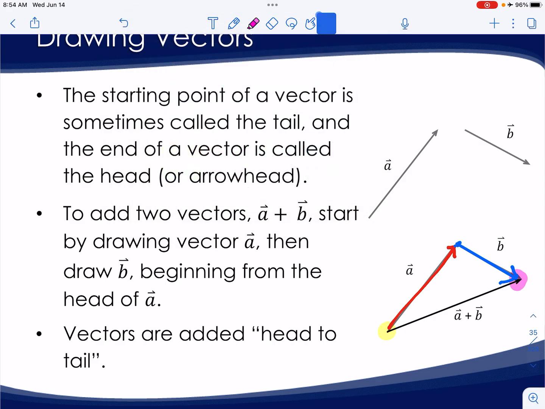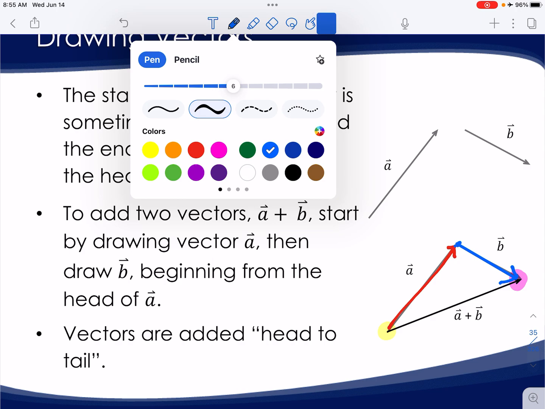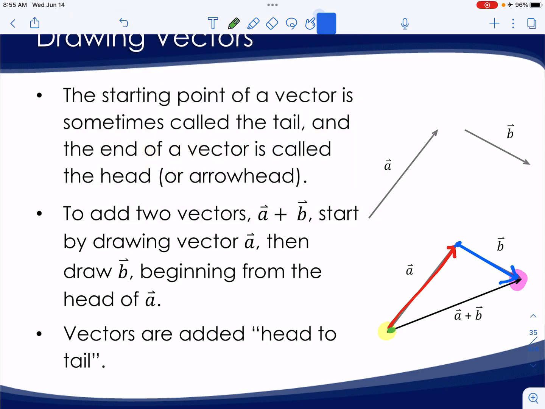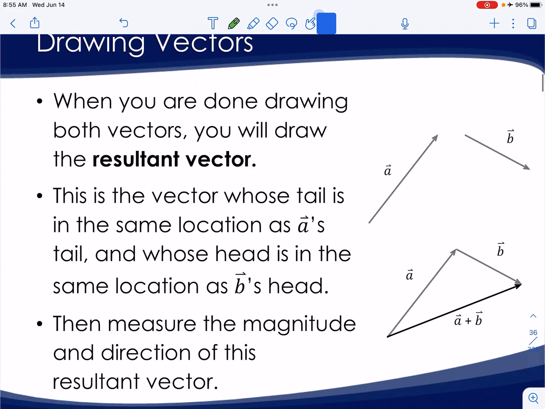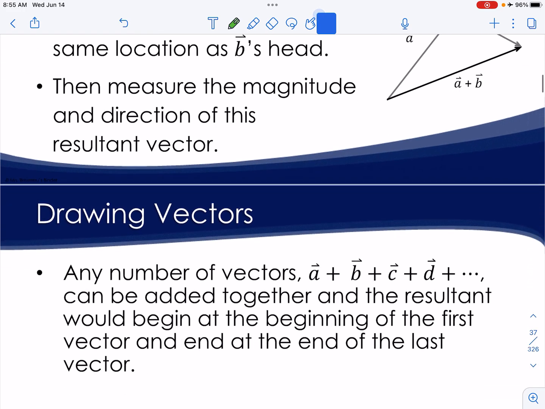So when you draw the resultant vector, which is the addition of A plus B, you start at the starting point and you end at the head, right here. So this green arrow would be the addition of vector A plus B. Vectors are added head to tail. When you are done drawing both vectors, you draw the resultant vector. This is the vector whose tail is the same location as A's tail and whose head is in the same location as B's head. Then you can measure the magnitude and direction of this resultant vector.